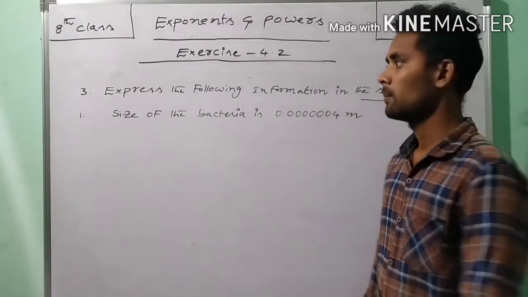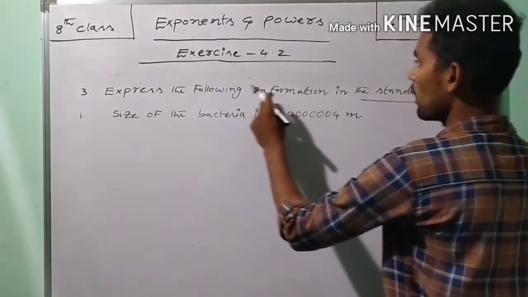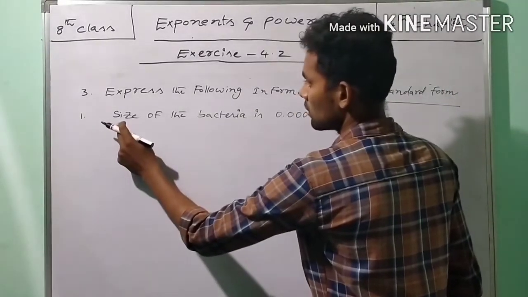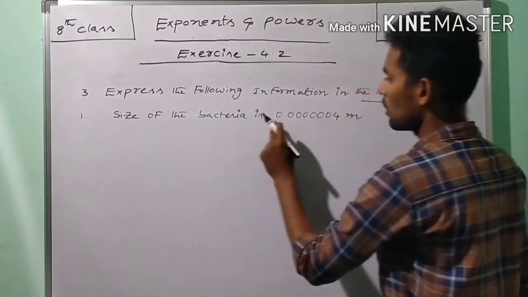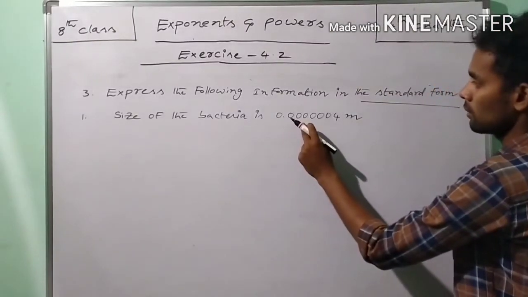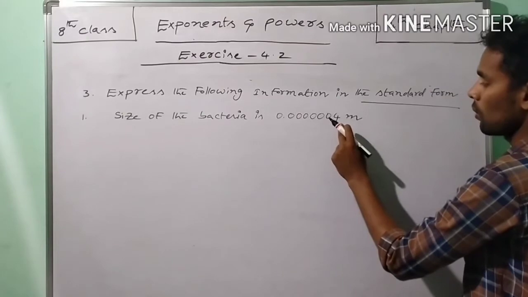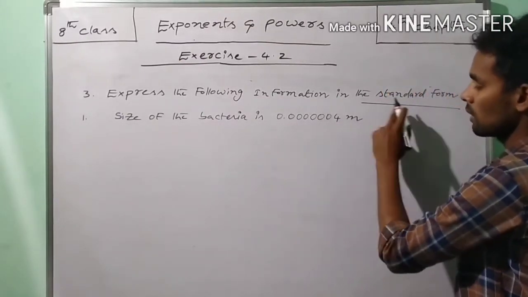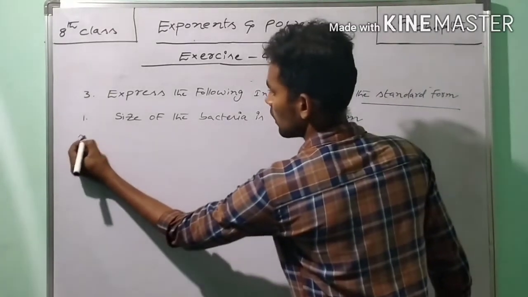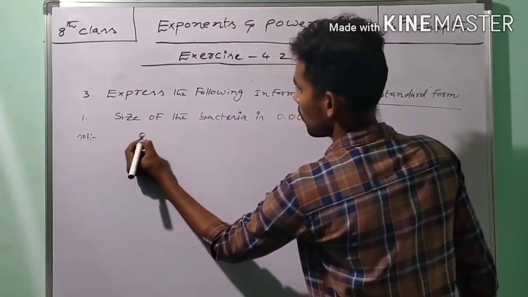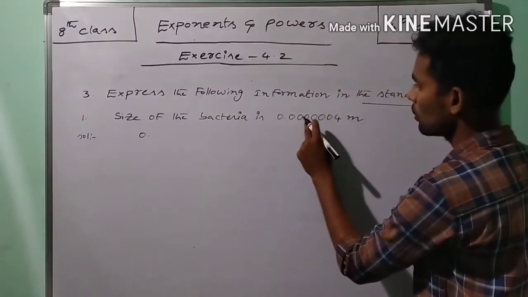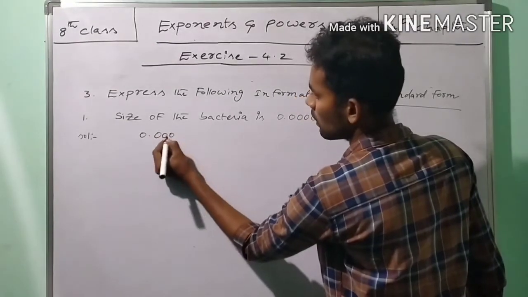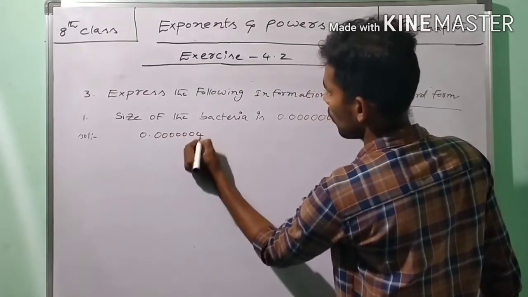Third bit. Express the following information in the standard form. First question. Size of the bacteria is 0.00000004 m. This is usual form. Convert to standard form. Solution. 0, how many zeros? 1, 2, 3, 4, 5, 6, then 4 m.